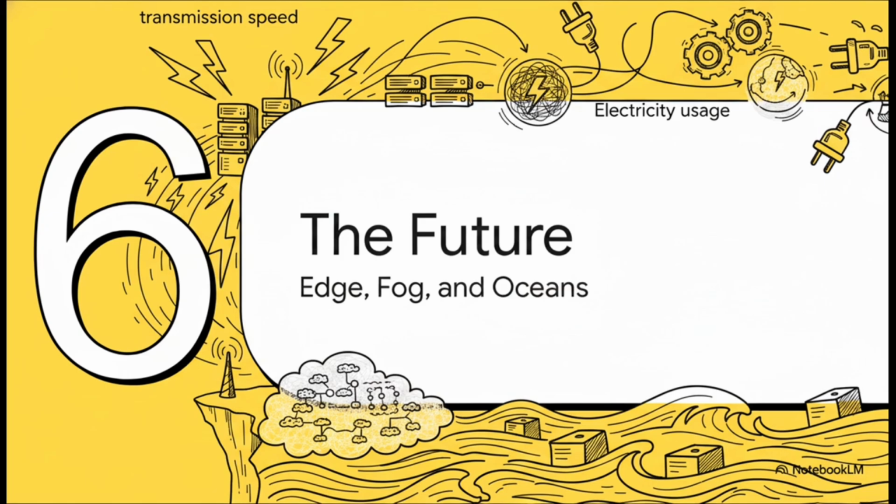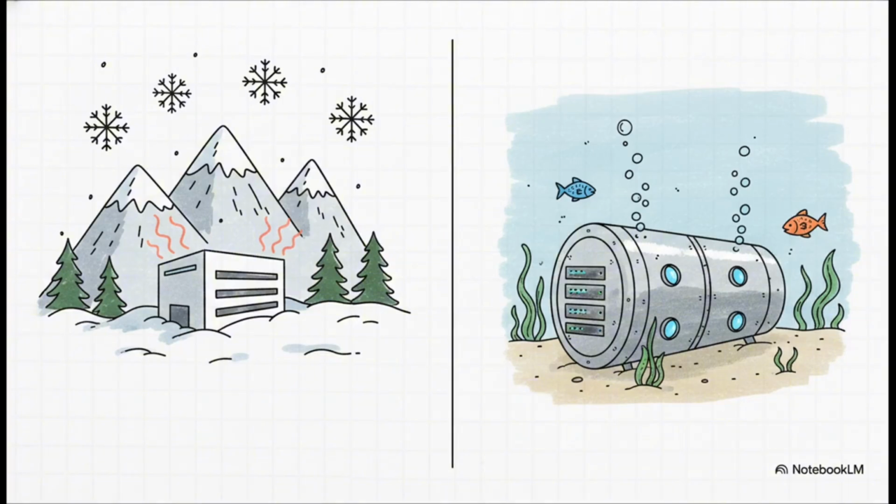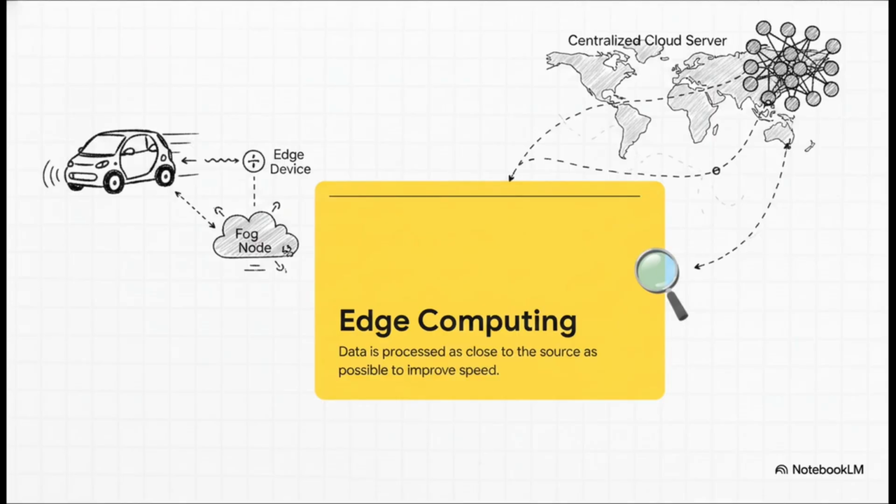Finally, let's look ahead. Section 6, the future, edge, fog, and ocean floors. So where is all this technology heading next to solve these current limitations? Well, cloud computing requires vast data centers, and those servers generate massive amounts of heat. Cooling them uses an unbelievable amount of electricity. Because of this, tech giants are creatively relocating them. There are actual plans to build large data centers in Norway just to utilize its naturally cool climate. Even wilder than that, Microsoft has literally been testing data centers sealed inside cylinders at the bottom of the ocean off the coast of Scotland to harness the water's natural cooling effects. How cool is that?